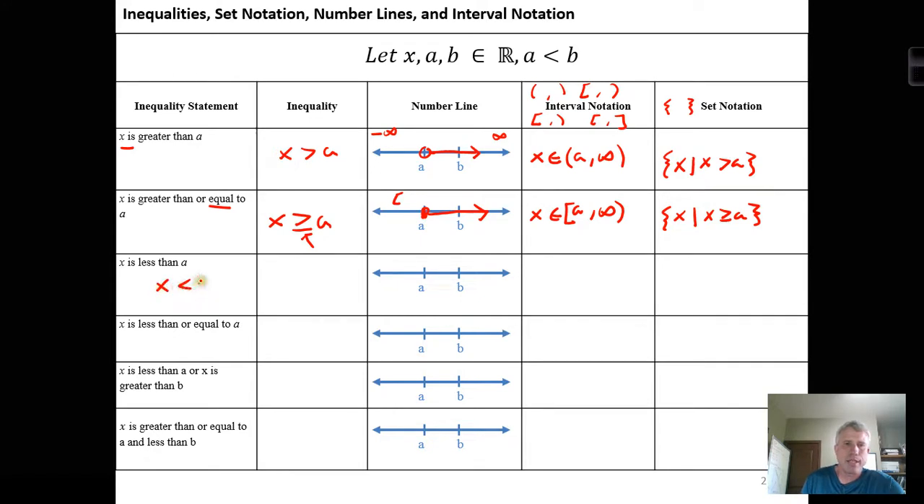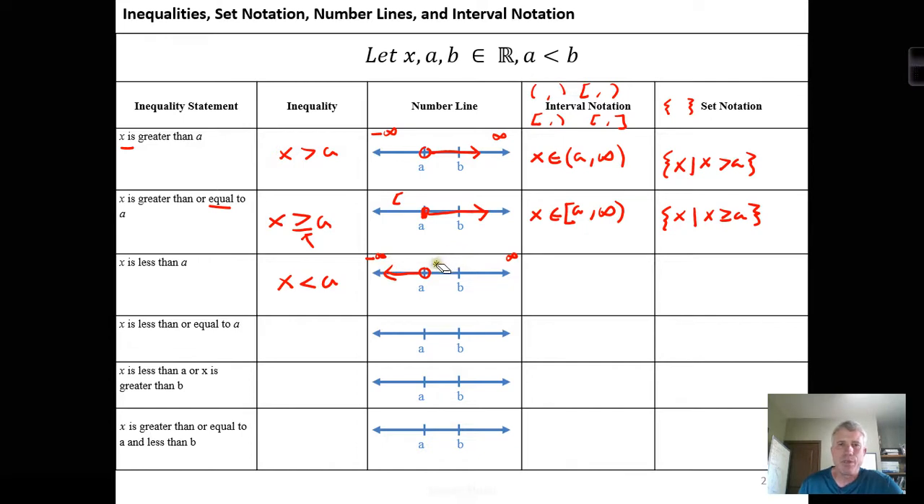x is less than a. x is less than a means a is the boundary, but because x cannot equal a, I'll put an open circle. To be less than a, I have to be moving on the number line towards negative infinity. I have to be below a to be less than it.